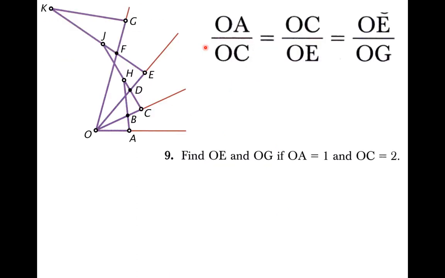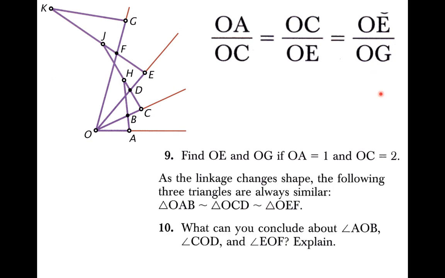Now they want you to use the means extremes to figure out OE and OG, with the givens that OA is 1 and OC is 2. So now you're not going to use all three at once. You'd use 2 of them at first, plug in to calculate one of them, and then once you have that, then you can use either these two, or you can use the first one and the third one to get the other answer.